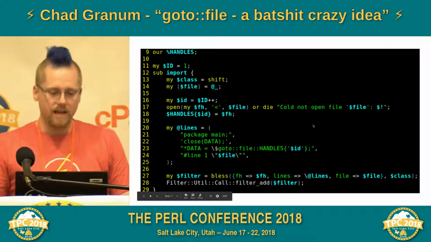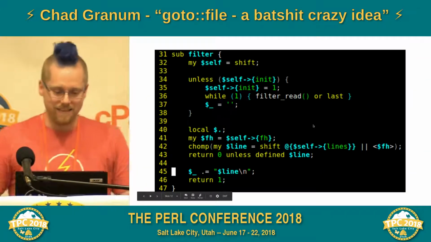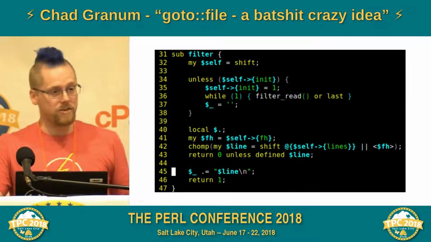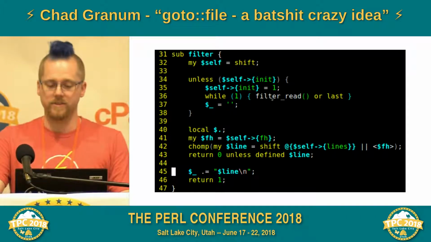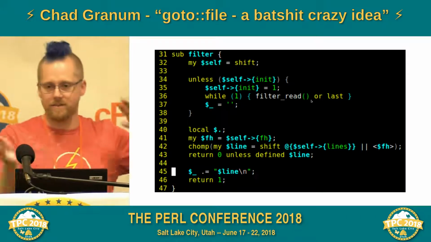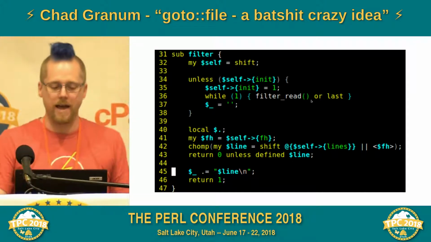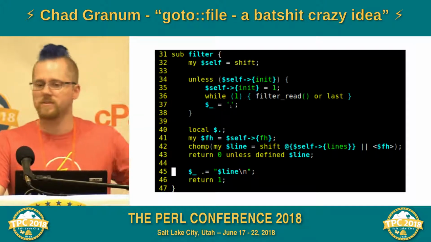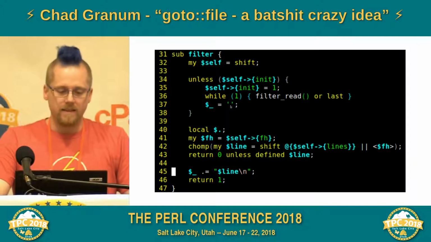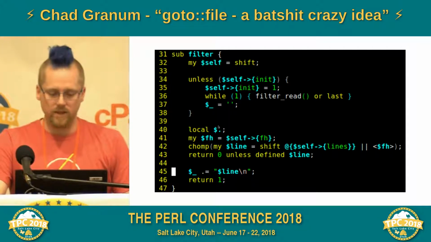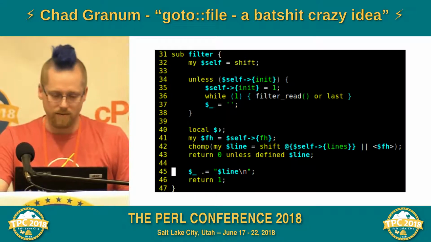So here's what our filter looks like. First, if we haven't already done initialization, we need to call filter read to get all the lines of the original file out of the way. Just make them go away. Then we set $_ to nothing, because filter read would have put all that garbage in there. Then on each call to filter, we localize $. so that we don't screw up anyone's exceptions.